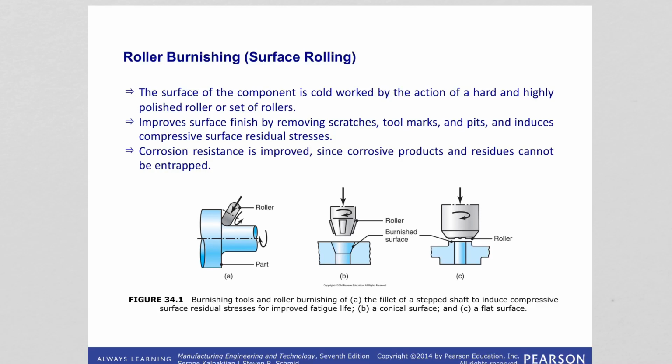So we are seeing different burnishing tools, and you are seeing the rollers rotating and just achieving a finishing of metal surfaces without removing any material. It can be used on a conical surface or a flat surface to improve fatigue life.